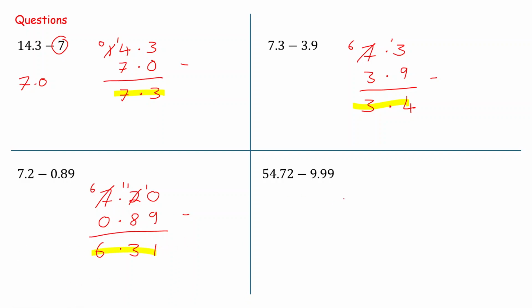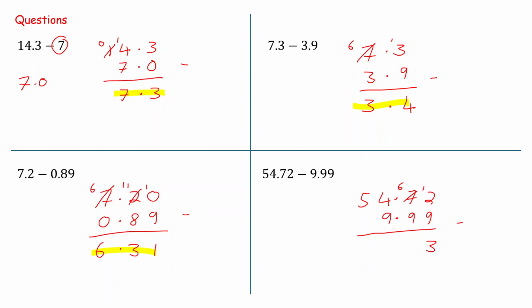Okay, last but not least, we've got 54.72, and we're taking away 9.7299. Again, making sure that your points line up. That's very important. And we are taking away. 2 take away 9 is going to give you a negative answer. You've got to go and borrow 1 from that 7. Becomes a 6. And you borrow a 1. 12 take away 9 gives you a 3.